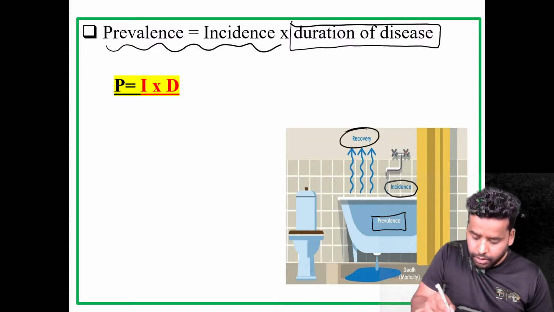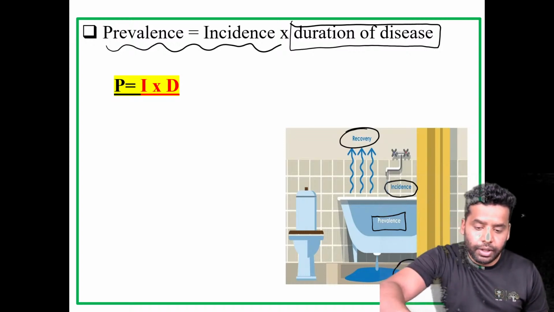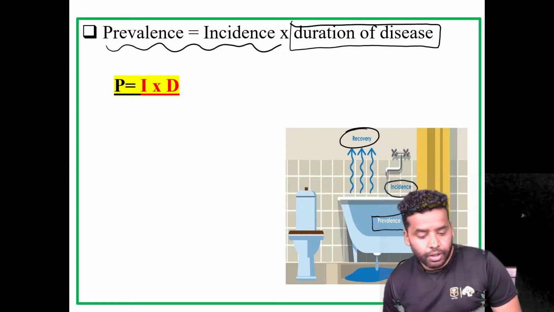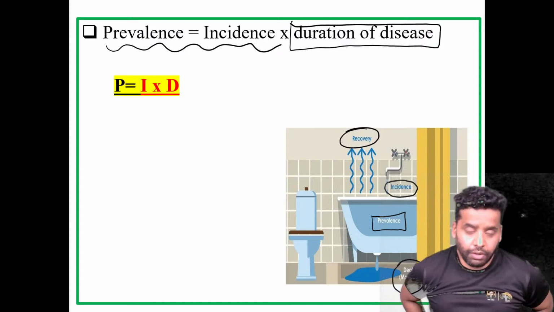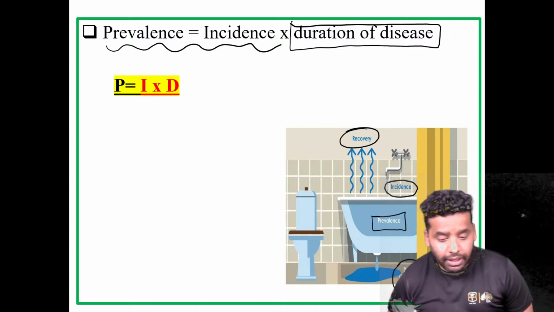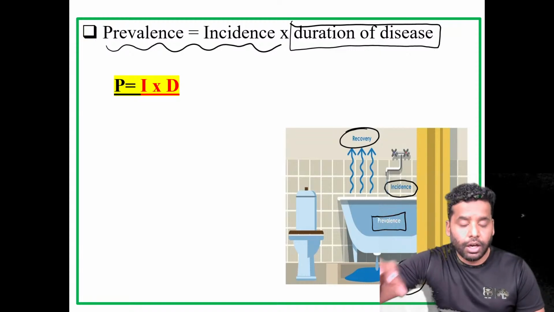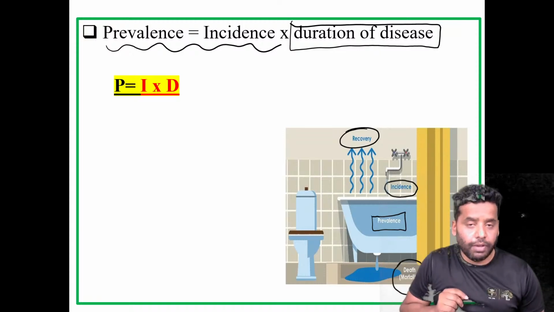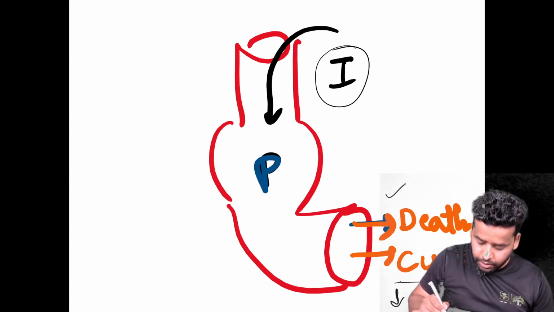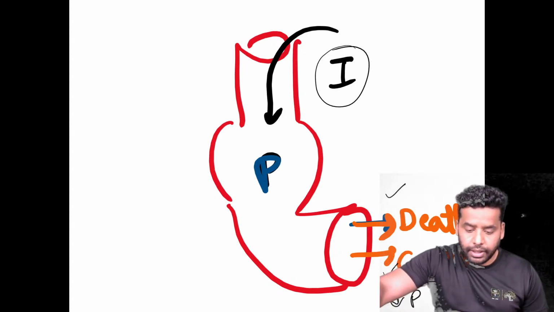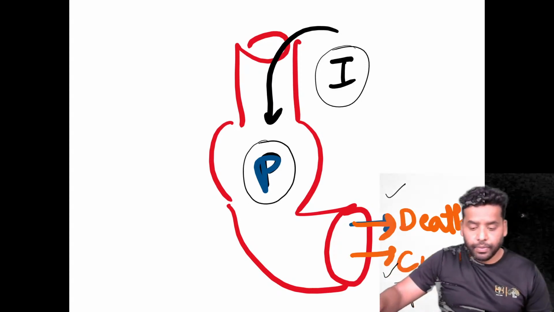If there is cure and death, these two things will reduce prevalence. Tell me two things which will reduce prevalence. Naturally, either they will get cured or they will die. So there is an inlet and there is an outlet. Outlet means two things which will reduce prevalence: death and cure. Write this image. One is inlet, outlet, and the center is reservoir. Write this in the notes.